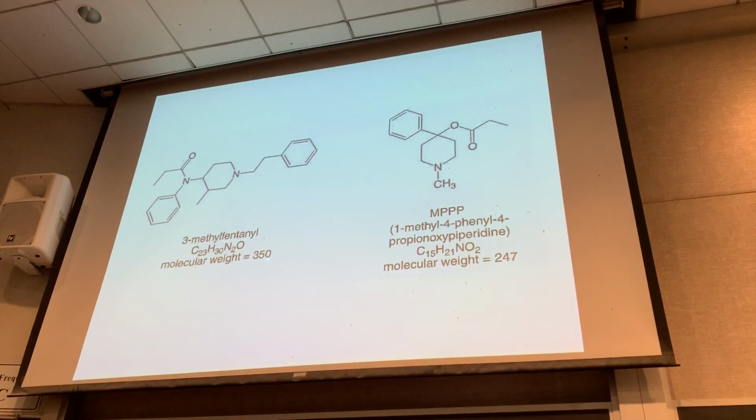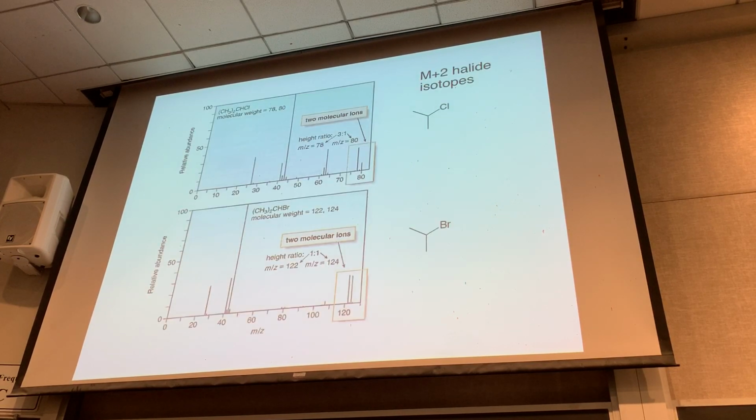That's an even number. Why? It's got nitrogens in it. Oh, it has 2 nitrogens, so that means it's back to even. If it has an odd number of nitrogens, then it's always an odd parent peak or molecular weight. MPPP here has just one nitrogen, so what do we expect? Yes, an odd mass. Okay, so you can tell a little bit about nitrogen containing compounds. A lot of drugs have nitrogen. That's a good way to keep track of it.